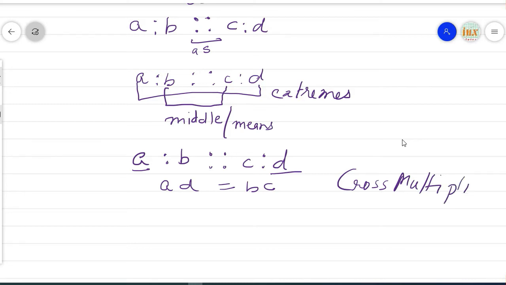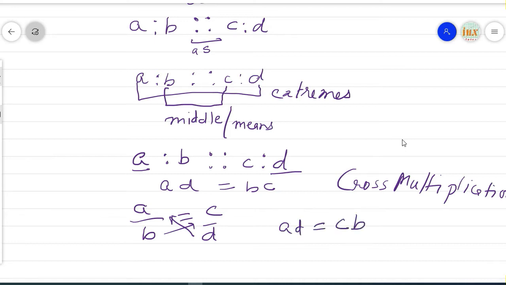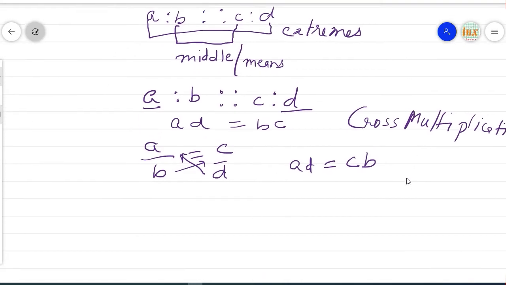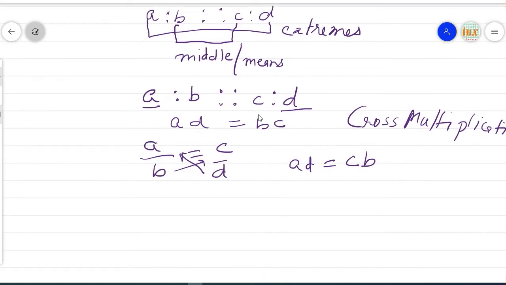Cross multiplication. If you see this, A upon B is equal to C upon D. When you cross multiply, you get A into D is equal to B into C. This is the cross multiplication rule. So we can always check whether four quantities are in proportion or not by checking if A into D is equal to B into C. Now, we move on to exercise 8B.